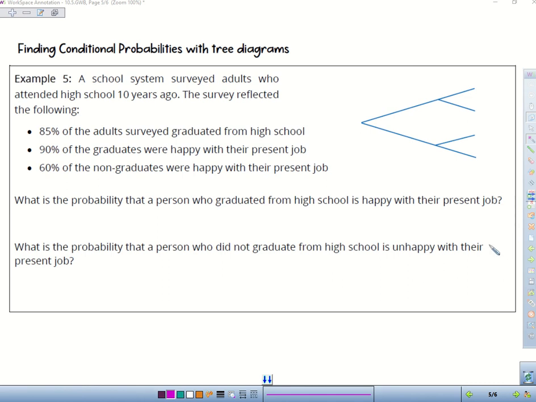So a school system surveyed adults who attended high school 10 years ago. That's me. I attended high school 10 years ago. Exactly, actually.